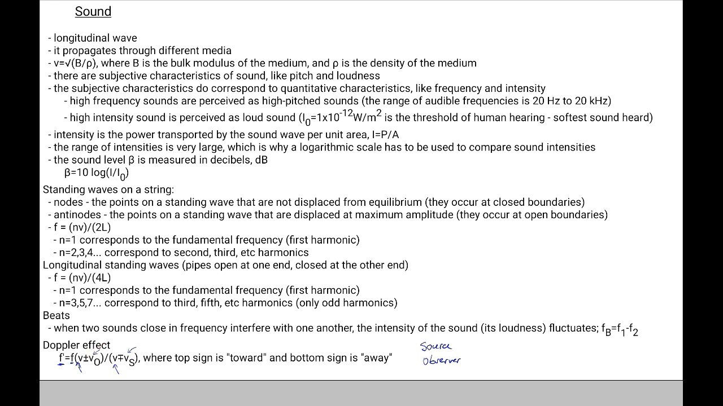So then the equation we would end up with is F perceived by the observer is the original frequency of the police siren times V minus V naught, because the observer is moving away from the source, divided by V minus V source, because the source is moving toward the observer. So this takes a little bit getting used to, but if you remember that the top sign stands for toward and the bottom sign stands for away, that would be quite helpful.